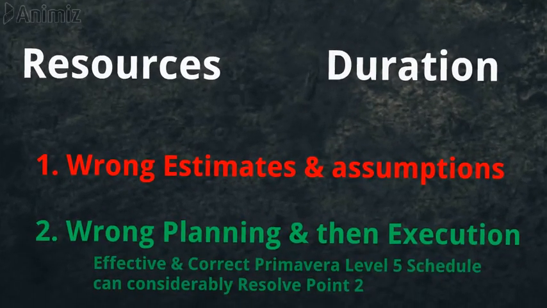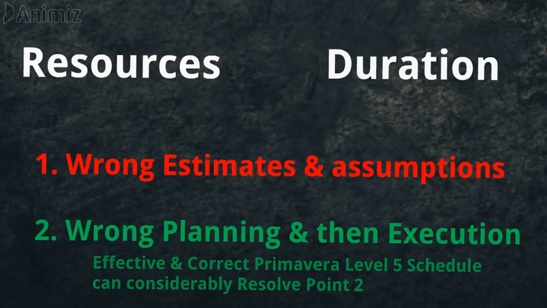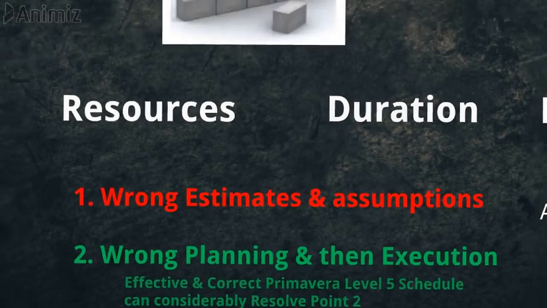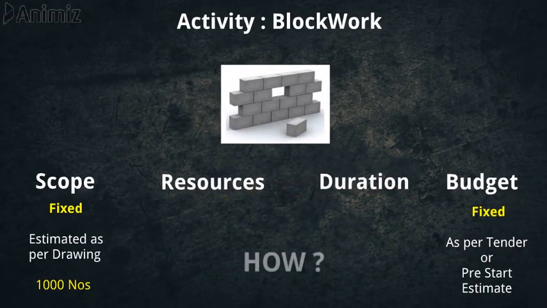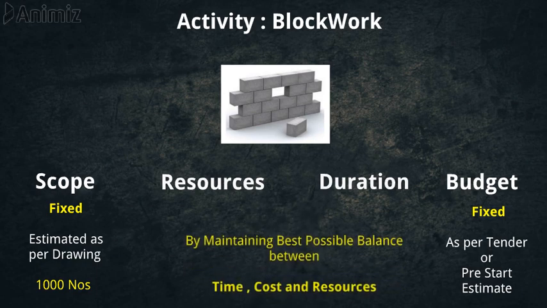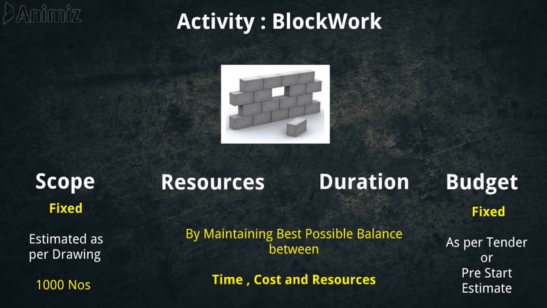An effective and correct Primavera level 5 schedule can considerably resolve wrong planning and execution, which is the resource, time, cost planning and execution at the site. But let us understand how: by maintaining the best possible balance between time, cost and resource.